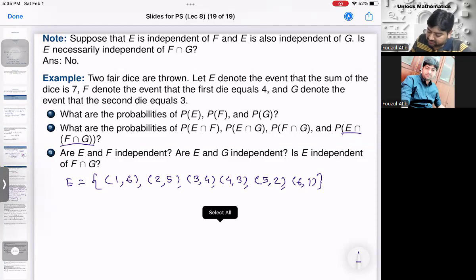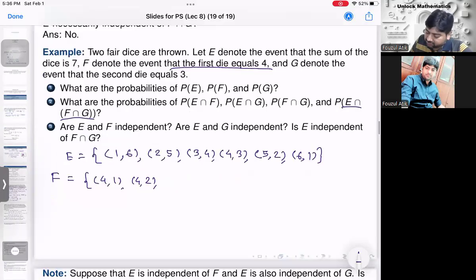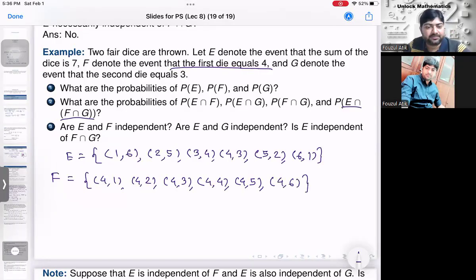What are the outcomes of the event F? It is the event that the first die equals 4. So the outcomes are 4, 1, 4, 2, 4, 3, 4, 4, because the first one should be 4 and the second one can be any of the 6. So these are the outcomes of the event F. Again, it has 6.